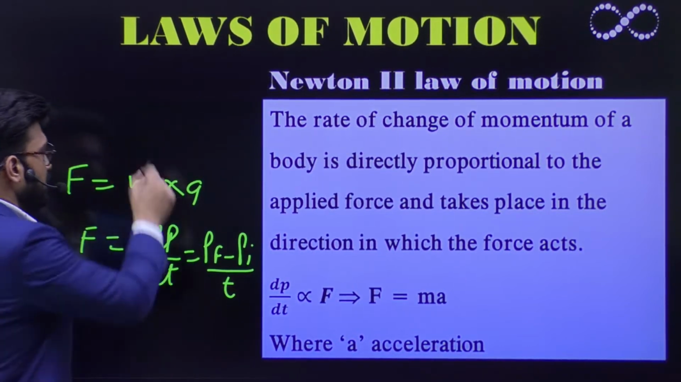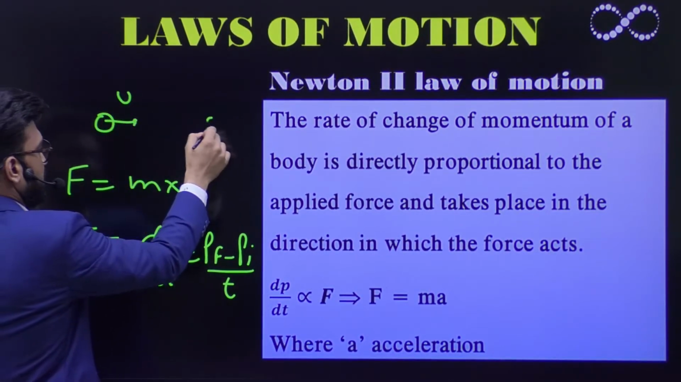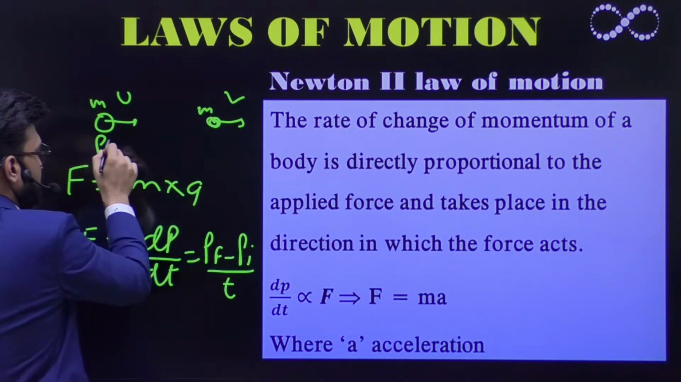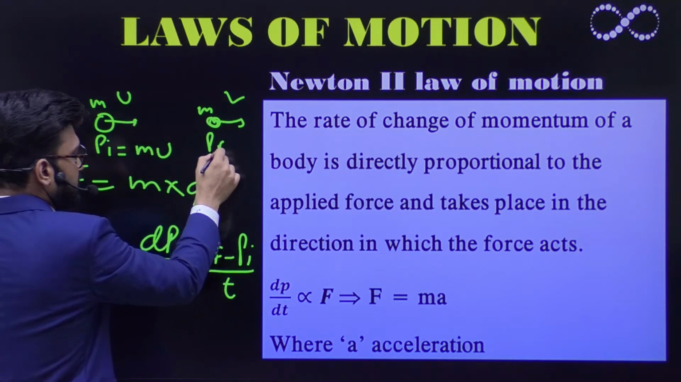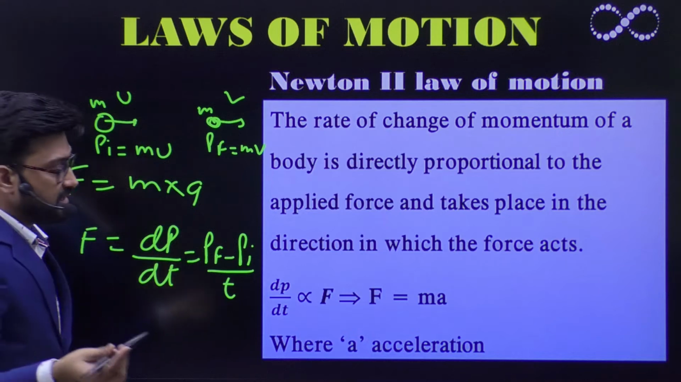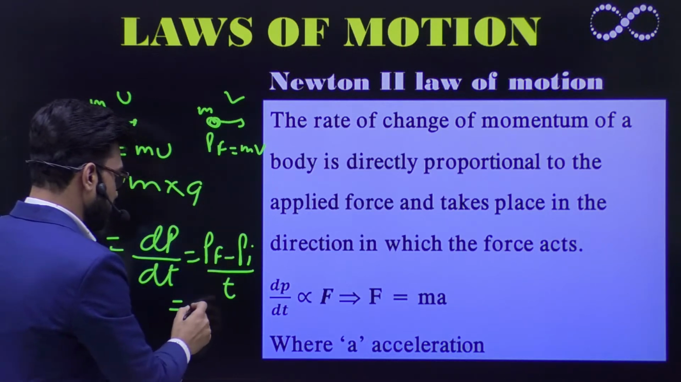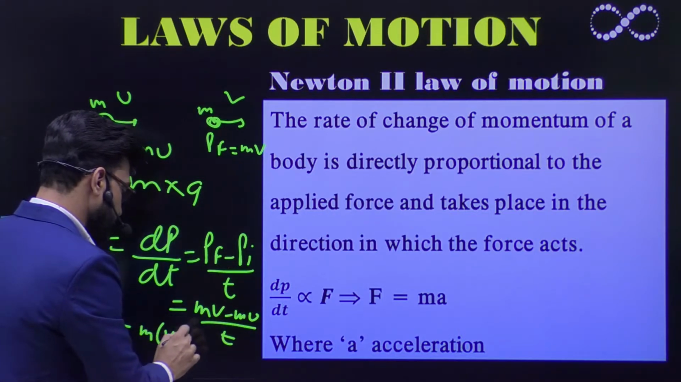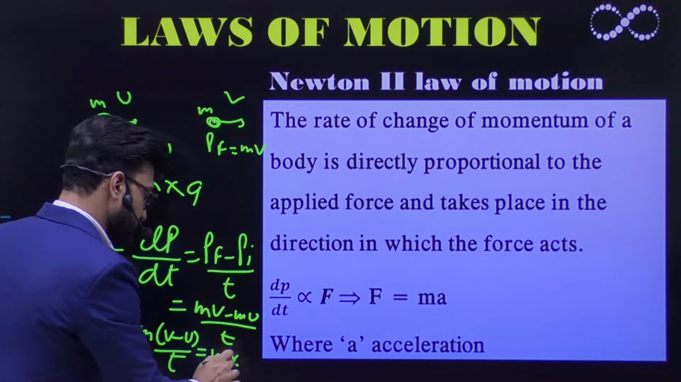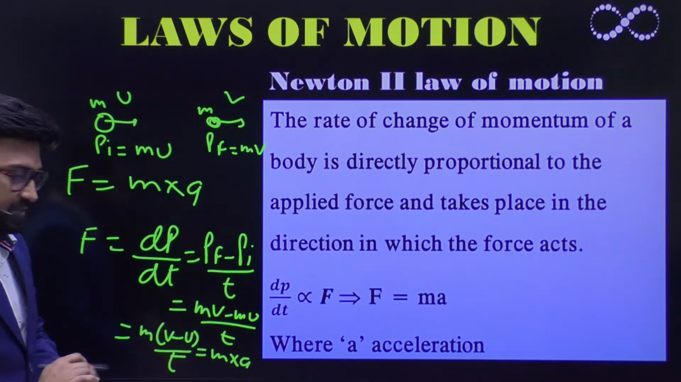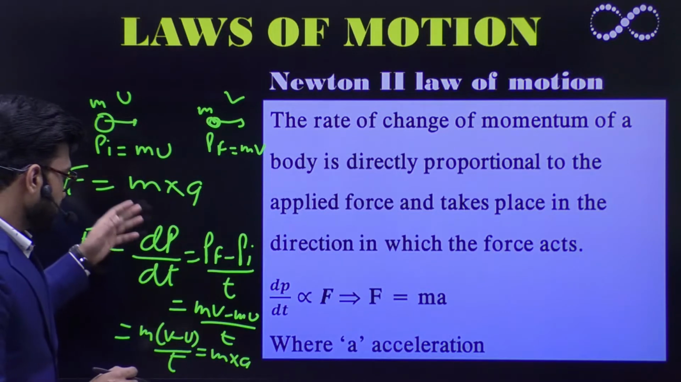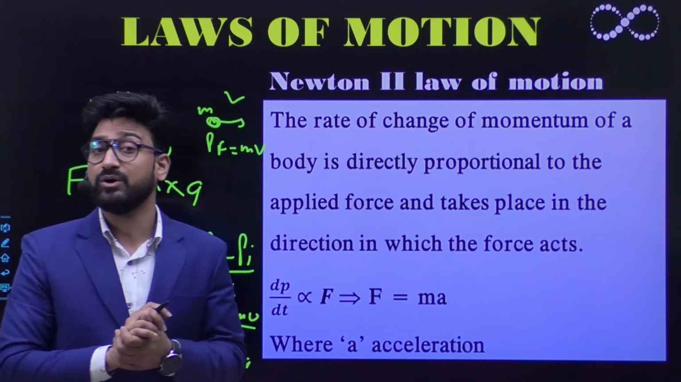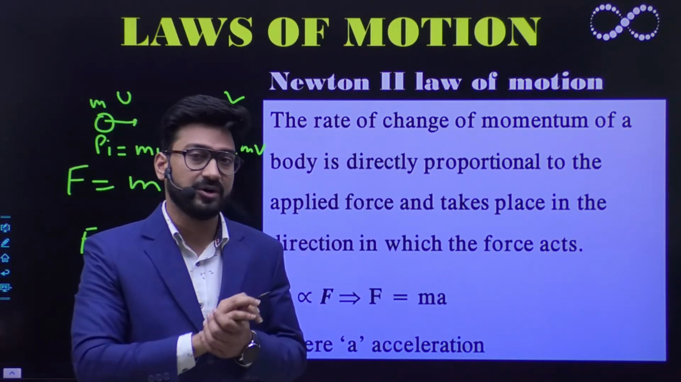Body is moving with certain speed u, finally its speed becomes v, mass is m. So initial momentum is equal to m into u, final momentum is equal to m into v. Momentum is nothing but product of mass and velocity, so it would be mv minus mu divided by t, which equals m into (v minus u) by t, so it must be equal to mass into acceleration, because change in velocity per unit time is nothing but acceleration. Okay, so you must remember all these things. So Newton's second law of motion. You should also remember about Newton's first law of motion. Also you must remember about Newton's third law of motion.